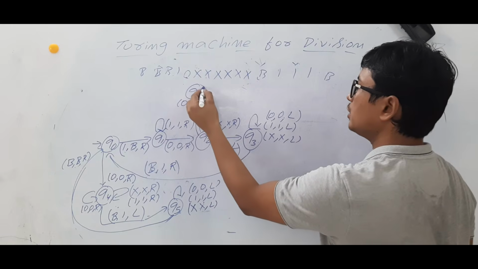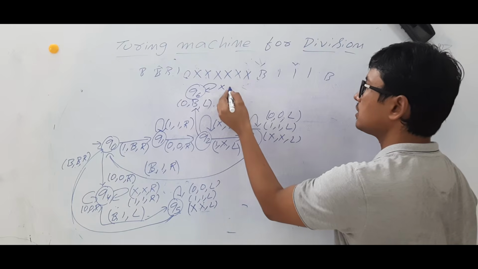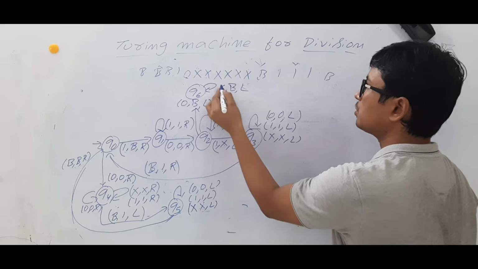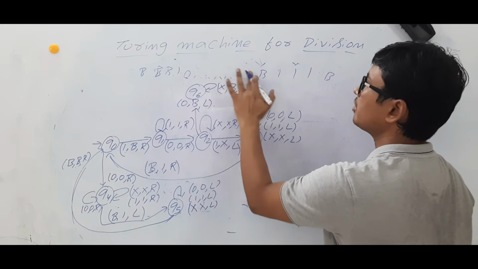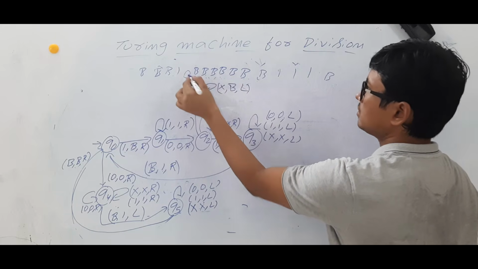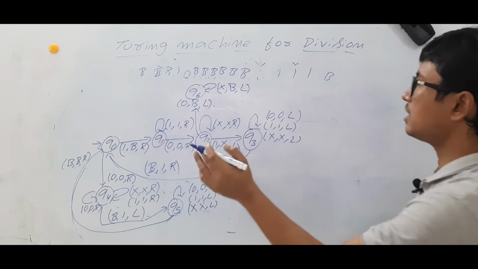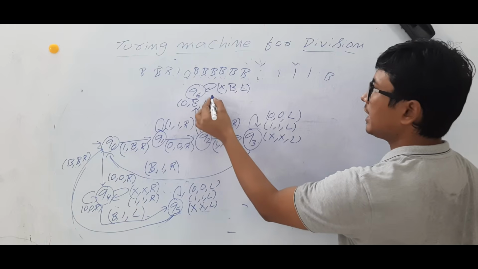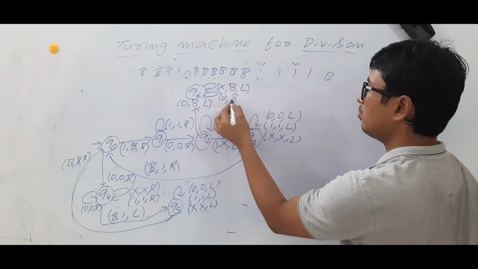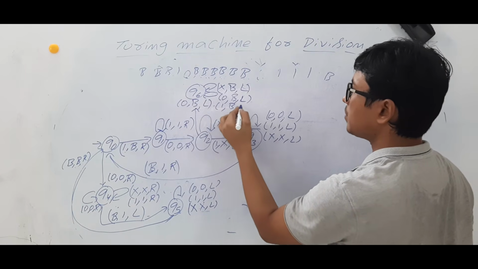While moving, you will get any number of x's. You will make them blank and move to the left. All the x's you will again modify as blanks. 6 x's are there. How many are there? Yeah, 6 x's. You will make them blanks and move to the left. If you get a 0 also here, you will make it blank, move to the left. If you get a 1 also, make it blank, move to the left.